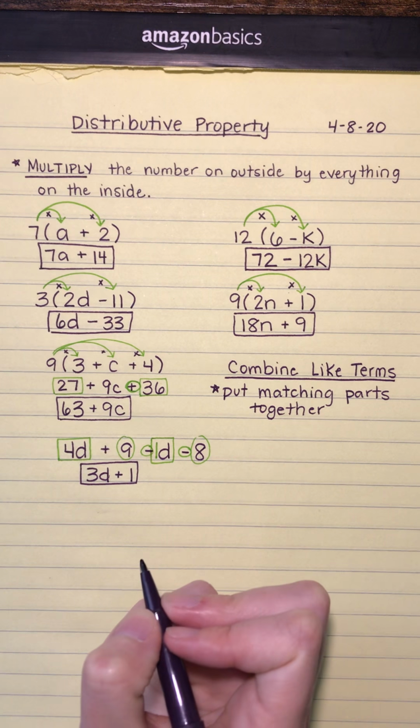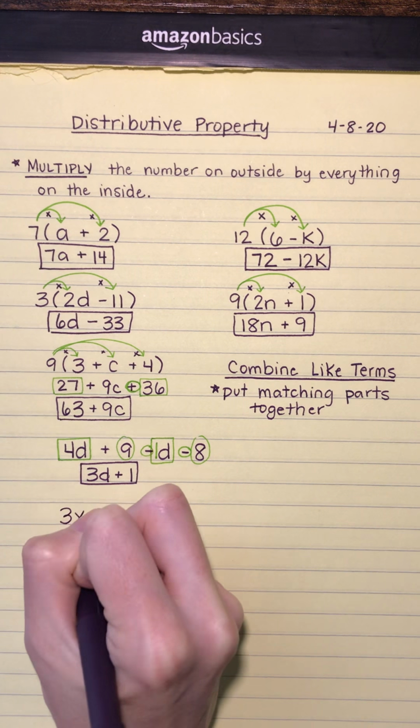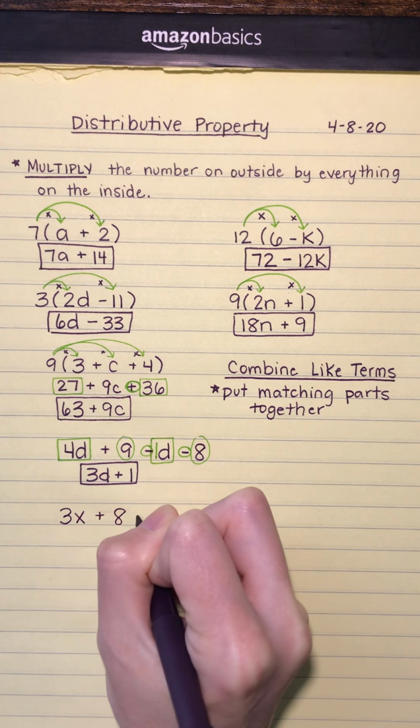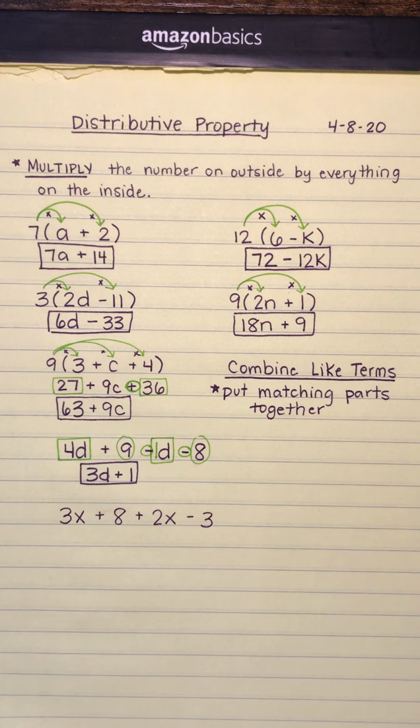Okay, so here you go. I have 3x plus 8 plus 2x minus 3.